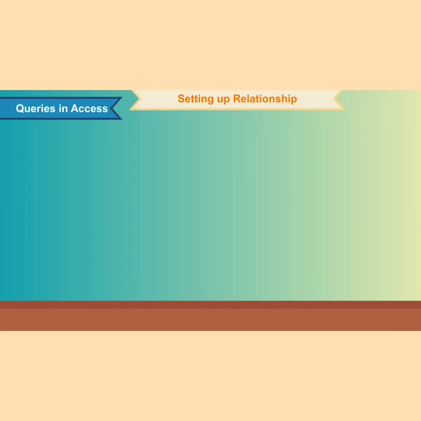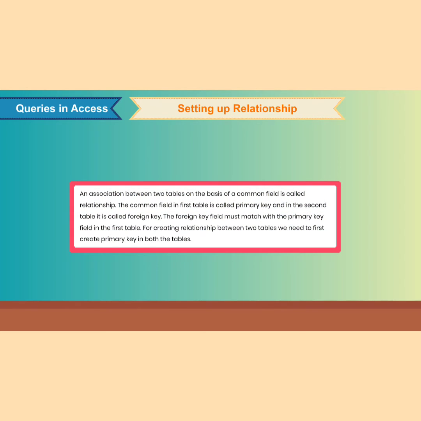Query types. Setting up relationship. An association between two tables on the basis of a common field is called a relationship. The common field in the first table is called the primary key, and in the second table it is called the foreign key. The foreign key field must match with the primary key field in the first table. For creating a relationship between two tables, we need to first create a primary key in both the tables.